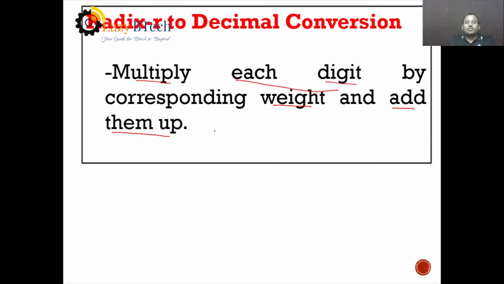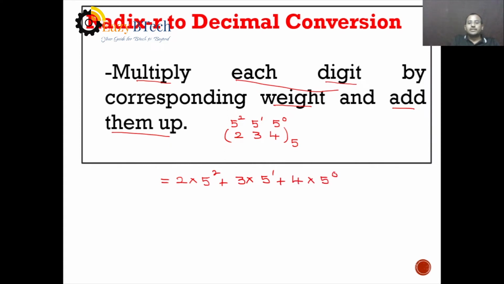So whatever may be the radix that is given to us, for example 2 3 4 to the base 5 is given to us, and we would like to find the corresponding decimal equivalent. So we have to assign the weights 5 power 0, 5 power 1 and 5 power 2, right? Whatever may be the radix, we have to assign the weights starting from LSB to MSB, and then multiply the corresponding digit with the respective weight. So 2 into 5 square plus 3 into 5 power 1 plus 4 into 5 power 0, right?